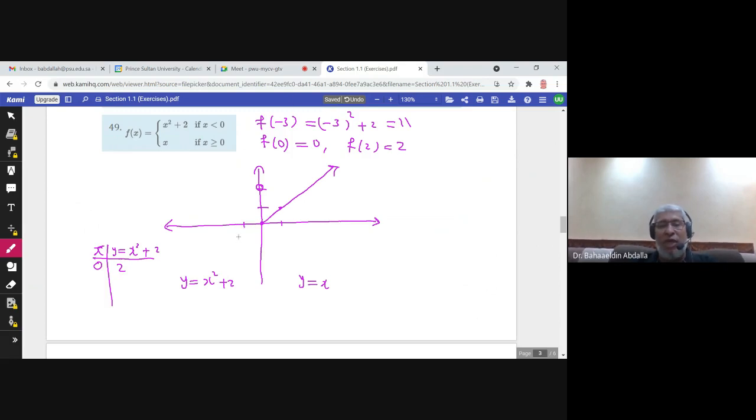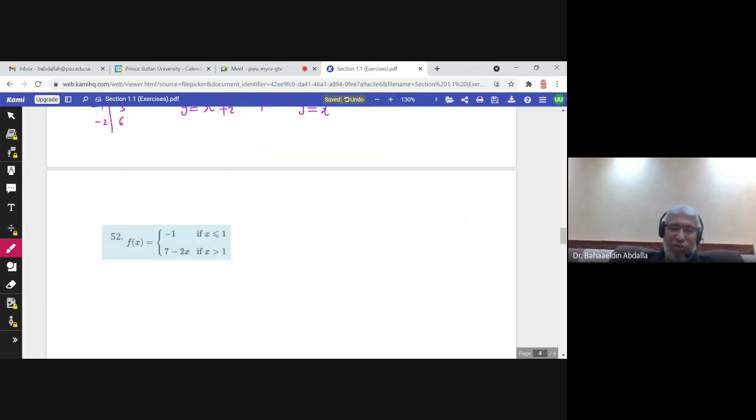I need to check at negative 1. At negative 1, it is 1 plus 2, 3. I need to check at negative 2. At negative 2, it is 4 plus 2, 6. So at negative 1, it is 3, like this. And at negative 2, it is 6. And this is this part of the parabola. So this is the graph of the parabola x squared plus 2. But we need this portion, which is to the left of 0. So this is the graph of this piecewise function.